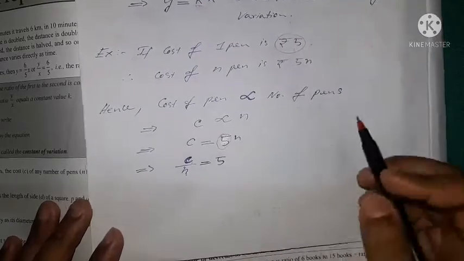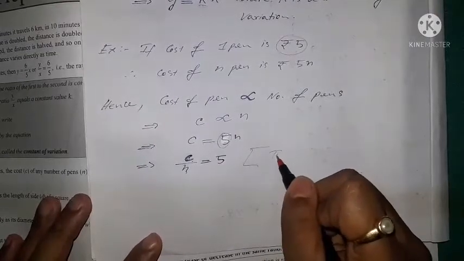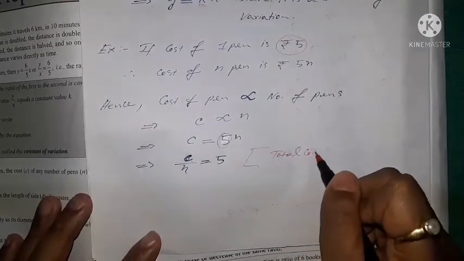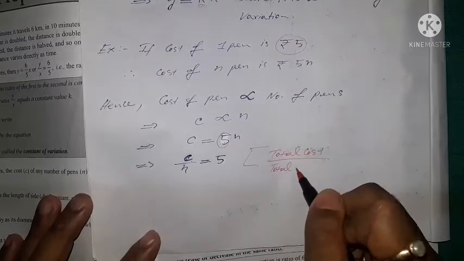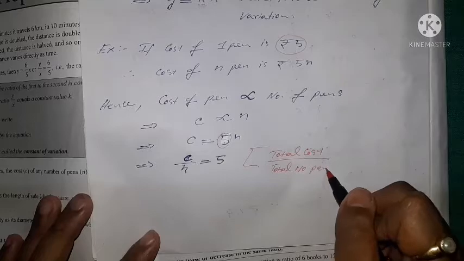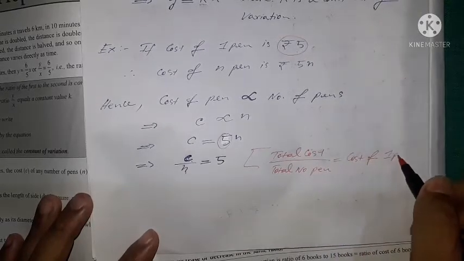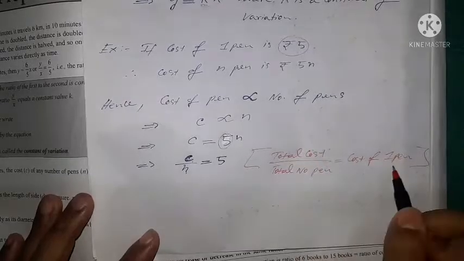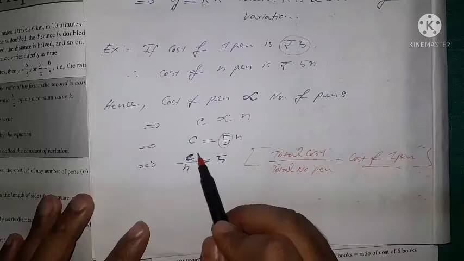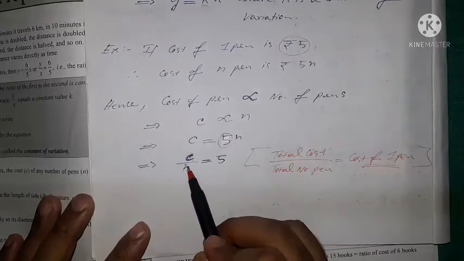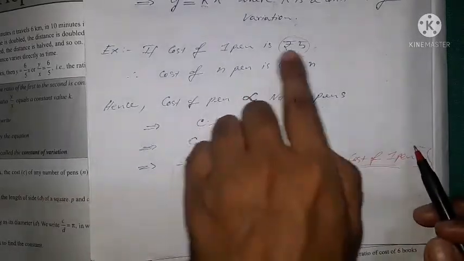Obviously we know that the total cost divided by the total number of pens gives us the cost of 1 pen. The similar thing we have done here. This is the total cost and this is the total number of pens. If we divide, we get the cost of 1 pen, which is 5, as already given.